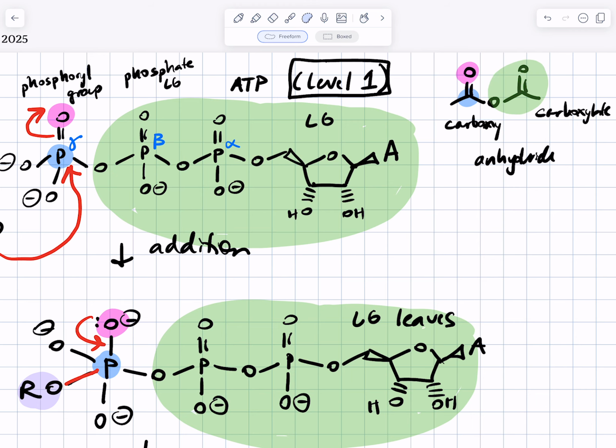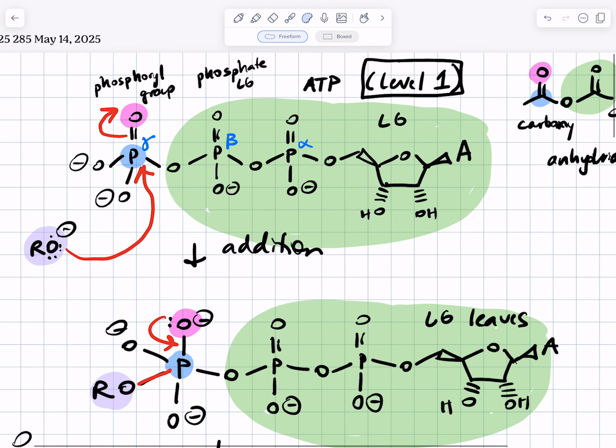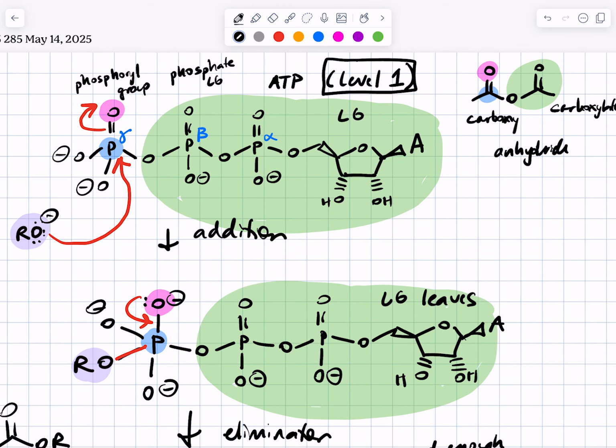But we're going to call this kind of bond between a phosphoryl group and a phosphate leaving group a phosphoanhydride. And I don't have enough space to write that. Phosphoanhydride. And so we'll get better at recognizing phosphoanhydrides, and when you see them, you need to think one of those phosphoruses could be attacked, and the other could be the leaving group.